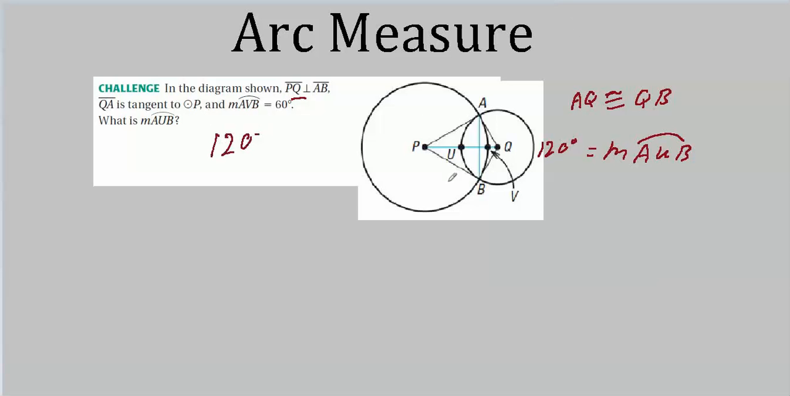I didn't make that clear. That's the measure of this larger angle, which is of course the measure of the arc, which subtends that angle.